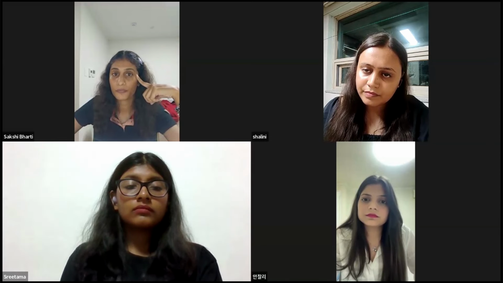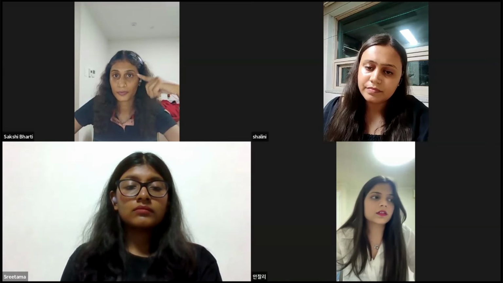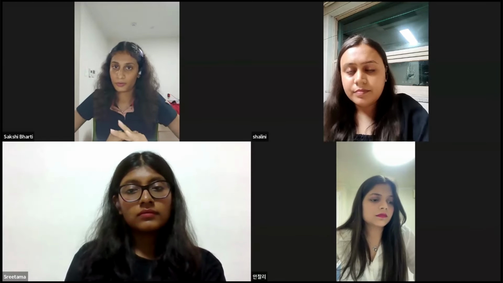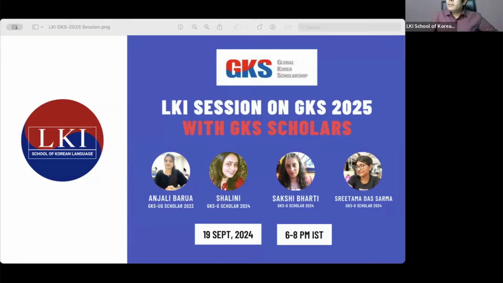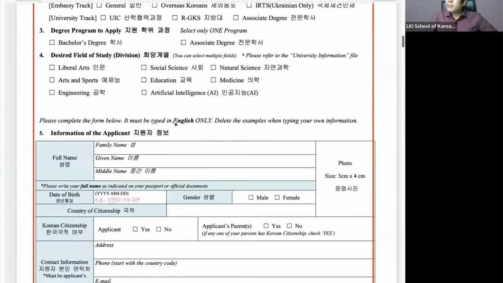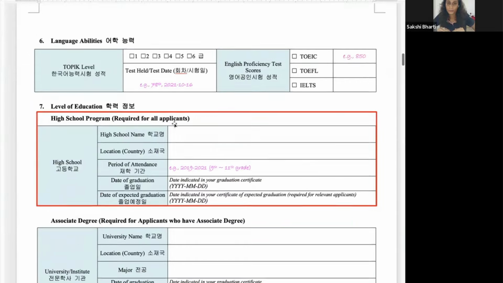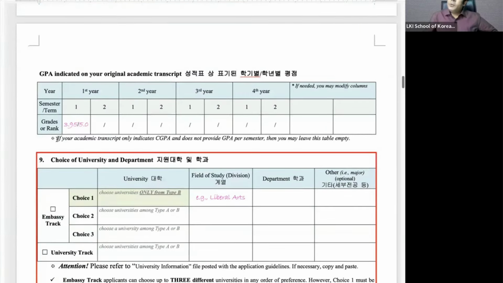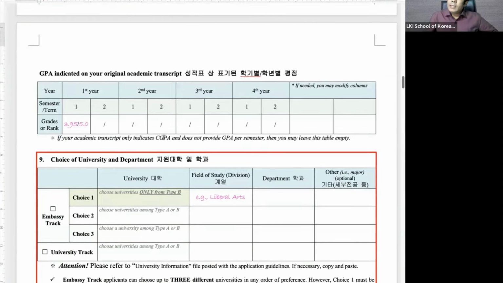So right here, they clearly mention it. Here at this point: if your academic transcript only indicates the final CGPA and does not provide GPA per semester or per year, then you may leave this table empty.